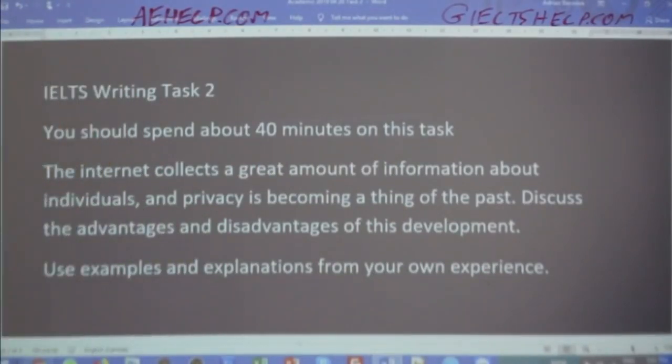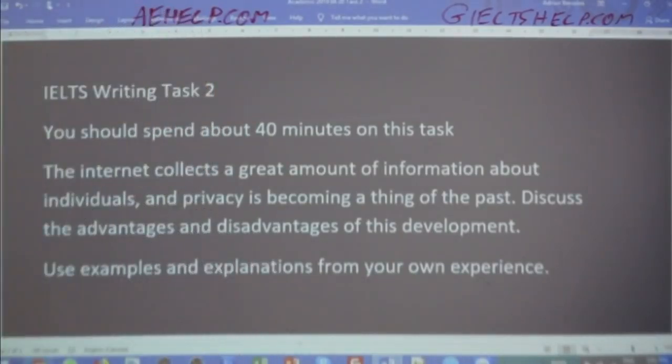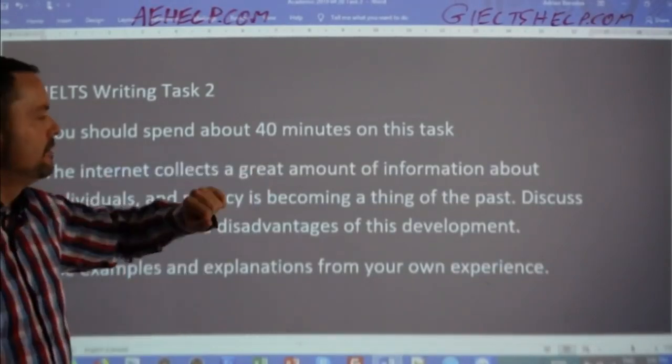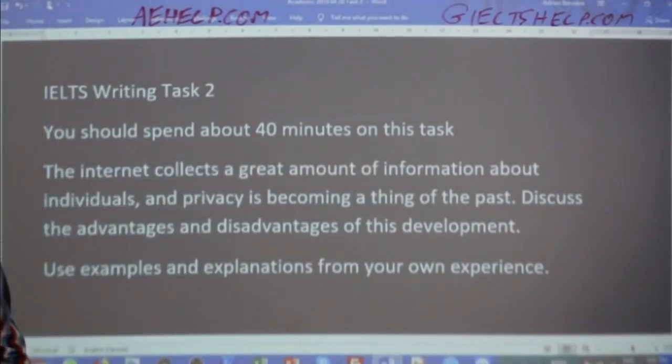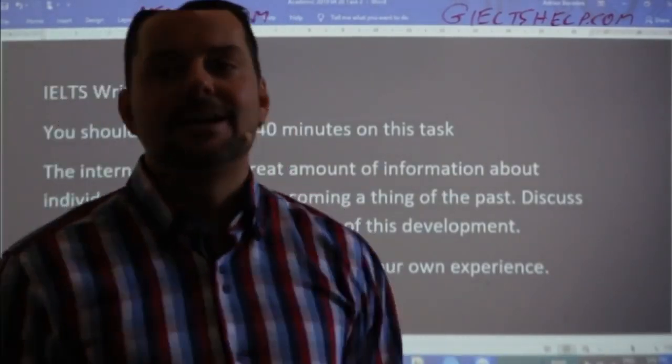All right. So let's take a look at the question, the task 2 question for today. IELTS writing task 2. You should spend about 40 minutes on this task. Make sure to practice that 40-minute time limit at home.